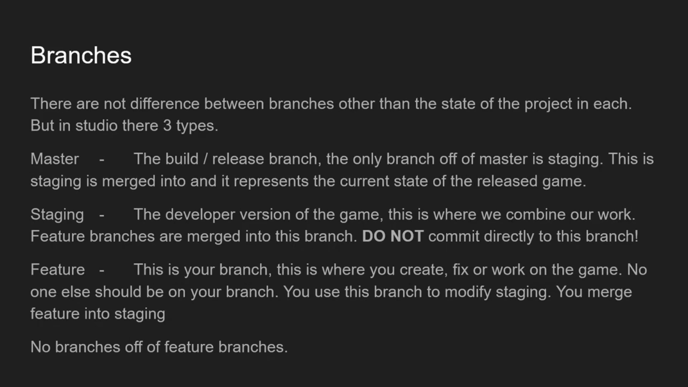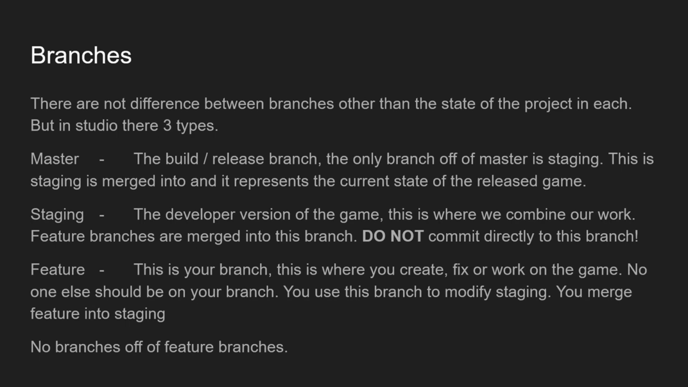Now, branches. There are 3 types of branches you will see in the studio. The master branch, which is the game build branch and is where the game is built. No one but the build engineer needs to access this branch. Staging. This is where we will combine all of our work before it gets merged into master. The feature branches. These will have different names, but are branches team members have created to add their work. They will be merged into staging.